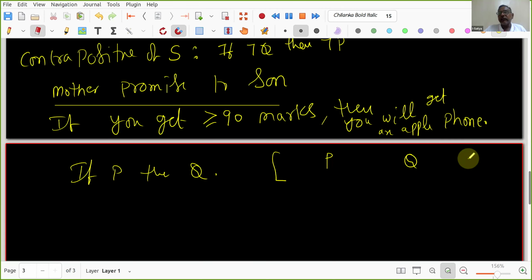See, these are the three cases, right? P implies Q. This is P. If P then Q, I can write like this. If P is true and Q is true, then this is also true, right? The promise is kept as it is.